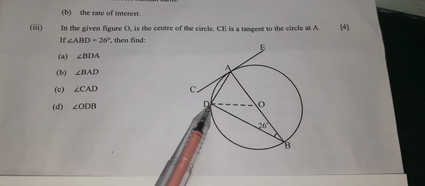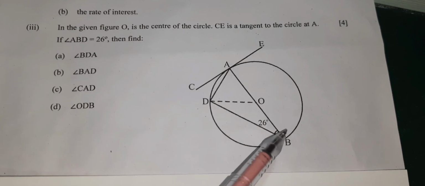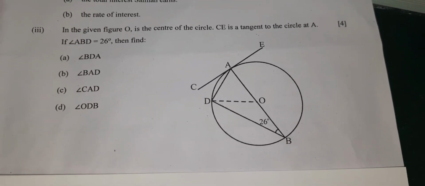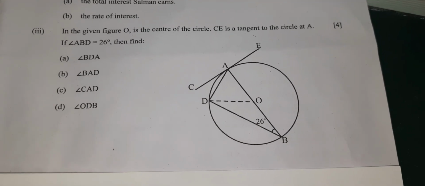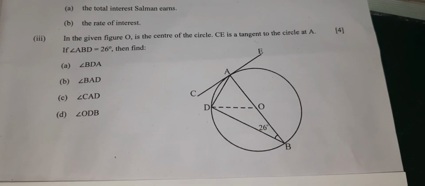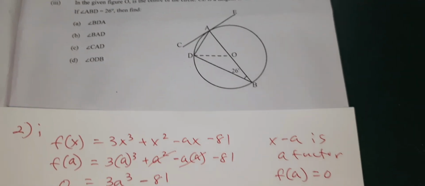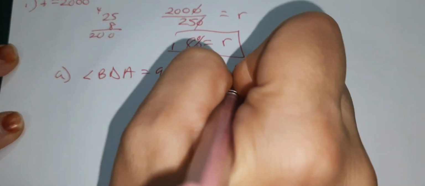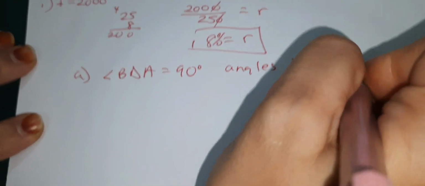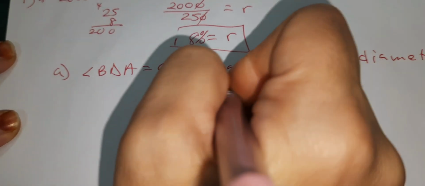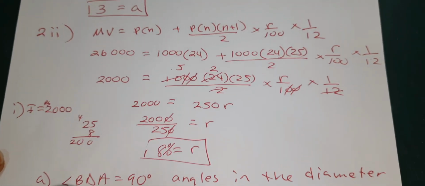Now BDA, if this is a diameter, this is the center of a circle, BDA has to be 90 degrees. That's just right off the bat, because angles in the diameter are always 90 degrees. So first question, angle BDA is equal to 90 degrees, and the reason for that is angles in the diameter are 90 degrees. The second question, BAD.